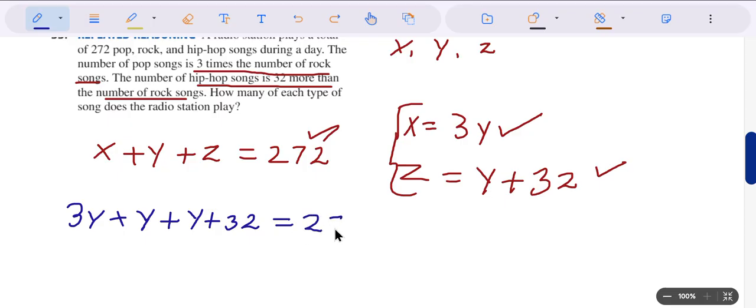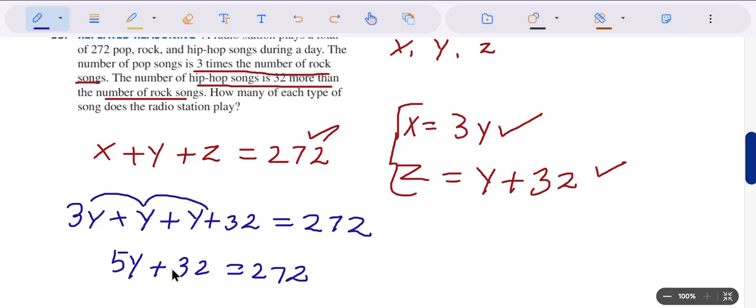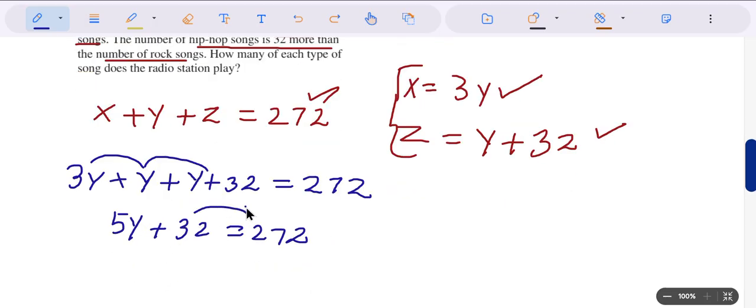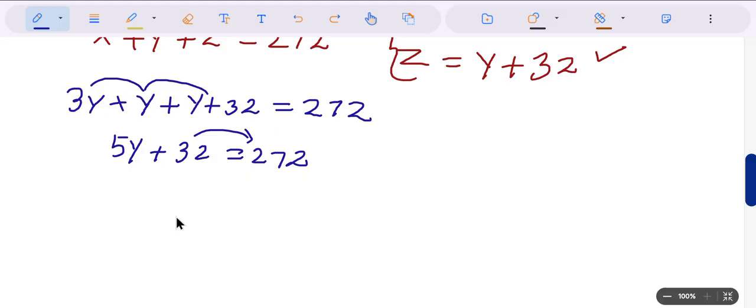Now look, in this equation, the other two variables are gone. Only one variable is there. One variable equation solving we know. So all the variable terms we can add: 3y plus y plus y. So it is 5y plus 32 equal to 272. Now what we need to do? Solve for y. This 32 we need to bring to the other side as the opposite operation, that is minus 32. So 5y equal to 272 minus 32, that is, I think, 240.